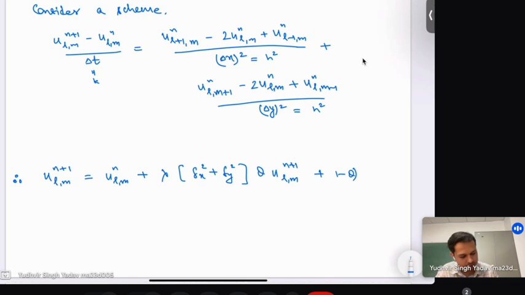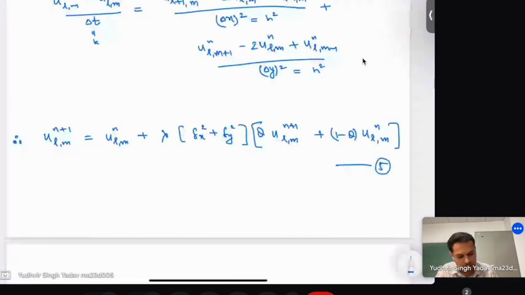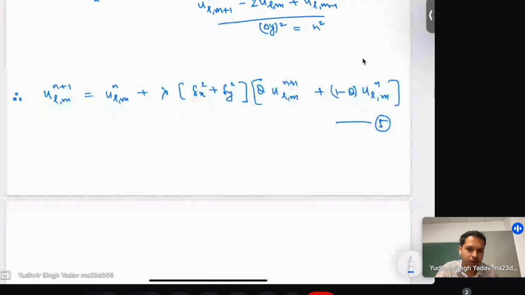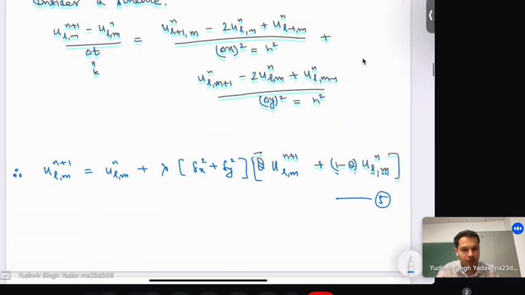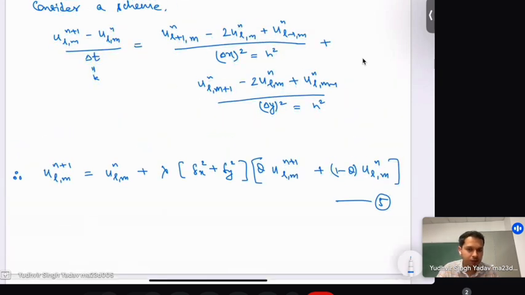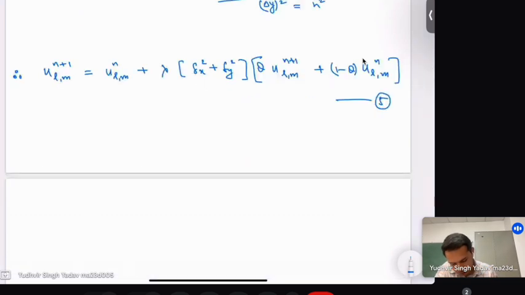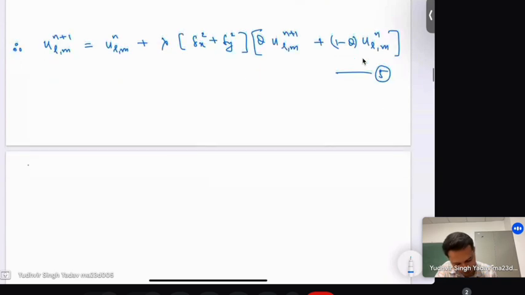Oh, let us number it as 5. So this is a general form of some scheme. Above is the schematic scheme for the two-dimensional heat equation, and in this next one, equation number 5, we have considered a general scheme. In this case, if you take theta equals 0, let us make it case 1.